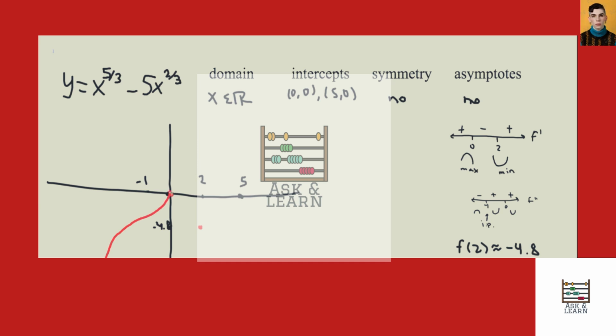And now at our intercept here at (0, 0), between (0, 0) and negative 4.8, we see that it goes concave down. So let's draw concave down. And then when it goes back up to our intercept, anything beyond 2 is going to be concave up. So it's going to be concave up, hit the intercept, and go up. And this is our graph.